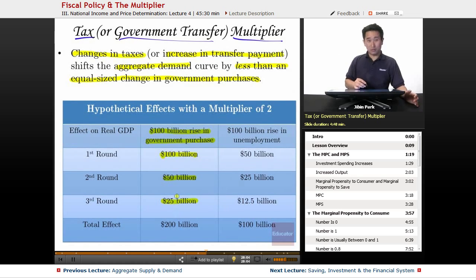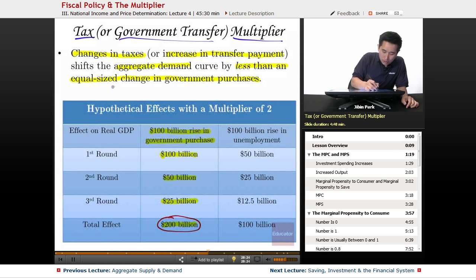So the next rounds are going to be 12.5, 6.25, 3.125, and so on and so forth. And the total effect is going to be $200 billion that's injected into the economy. $200 billion. And let's cross-reference that with the formula here.